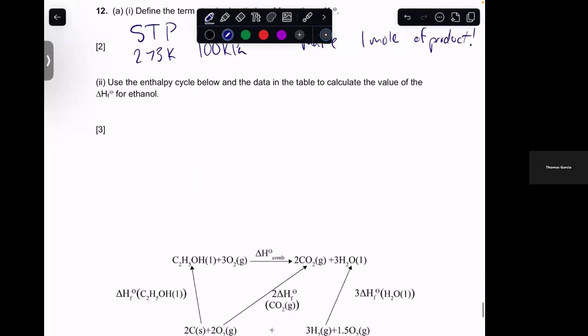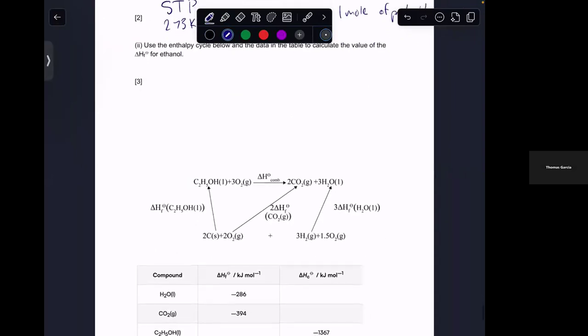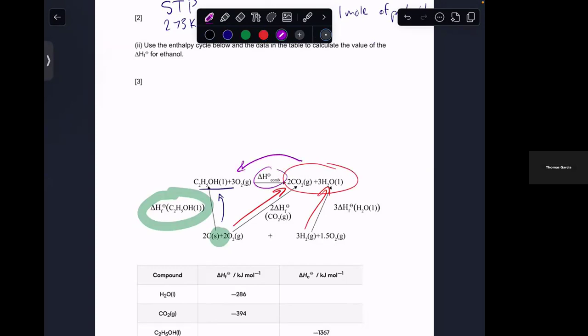All right. Number 2, use the enthalpy cycle below and data in the table to calculate the value of delta HF for ethanol. So we have to find this value right here, delta HF for ethanol. So that means we are starting down here and we're trying to get up to here. So the question is, how do we in fact do that? So we look at our chart and we notice that instead we can do kind of a roundabout method. If we take this one and add them together, we get that one. Then we go from that product and we go against the delta H of combustion, so a negative delta H, we can instead get our enthalpy of formation.